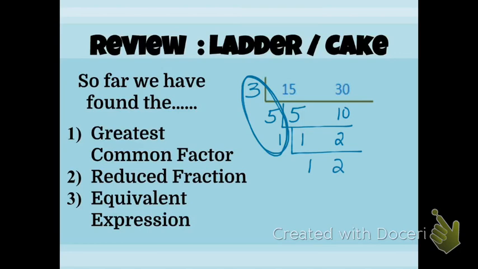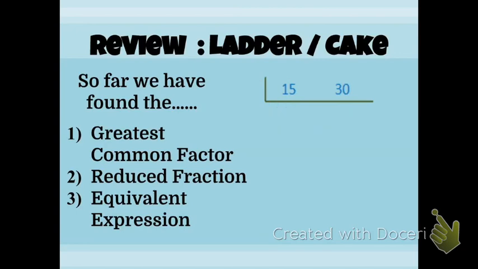Then if we were reducing this as a fraction, we would know that these 2 numbers at the bottom, 1 over 2, make the reduced fraction. Okay, and then we also did that equivalent expression thing where we might have started with something like this, and then we would say it's the greatest common factor, which is 15, parentheses 1 plus 2, because that equals the same amount. Those are the 3 things we've done with the cake so far. So today we're going to use the exact same process, and we're going to make the LCM.